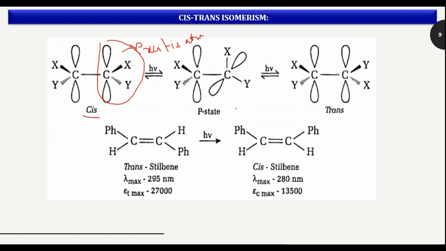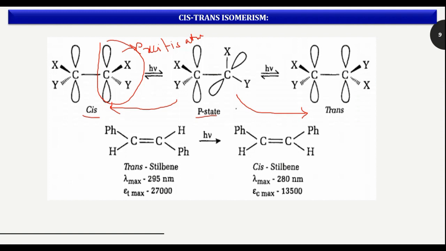So this is called P state. In this P state, the energy has been minimized. Now it can be converted into the cis isomer again, or it can also convert into the trans isomer. So that's why after irradiation of stilbene, we are going to have two isomeric stilbenes, trans stilbene and cis stilbene.